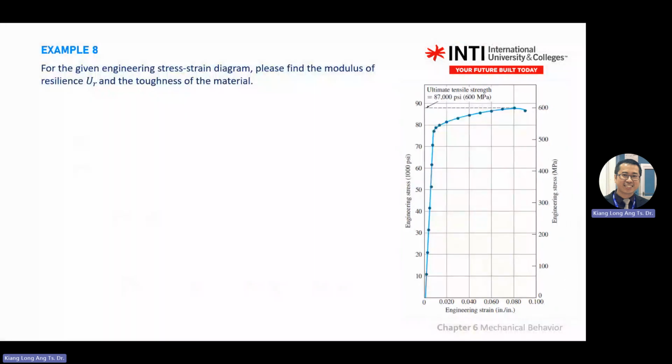Okay, just an exercise using the same graph. Given the engineering stress-strain diagram, here engineering also means normal stress and normal strain. Please find the modulus of resilience and toughness of the material. Okay, this means you find the area under the graph. For UR, you need to find the U point on this graph.